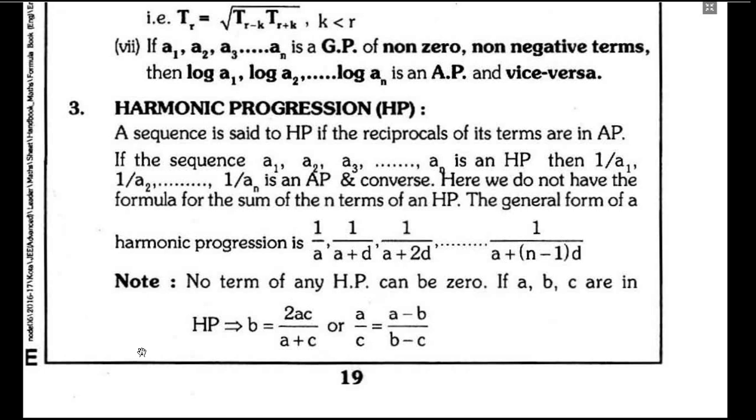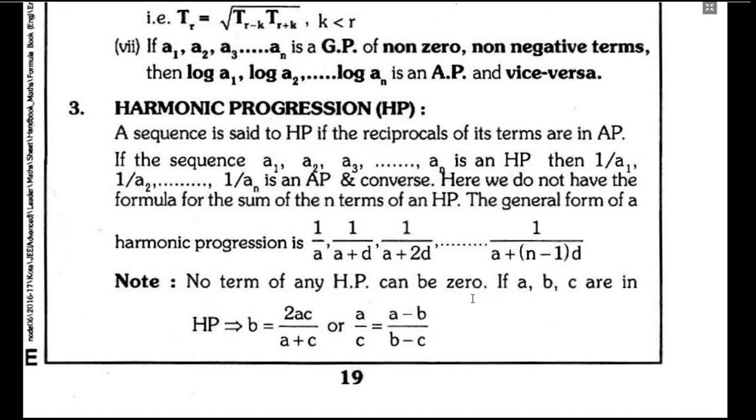Here we do not have a formula for the sum of n terms of an HP, okay? Because how will we be able to take the LCM? Suppose we want to add these terms; they are different, and increasing, so the LCM will be very different. So we don't have a particular formula for the sum of n terms of an HP. Now no term of any HP can be 0. Why? Because in the reciprocal, 1 upon 0 is not defined, therefore no term of an HP can be 0.